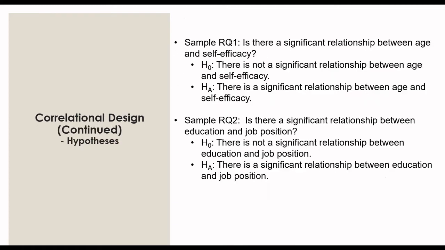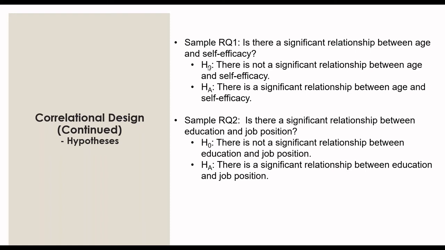Okay. So here we discuss the hypotheses. This is fairly straightforward. Once you understand how to do one set of hypotheses, the same logic applies. So we used that example before for a sample research question. Is there a significant relationship between age and self-efficacy? So you need to have two hypotheses. You need to have a null hypothesis, which is signified by H naught, or H0. And you have HA, which is your alternative hypothesis.